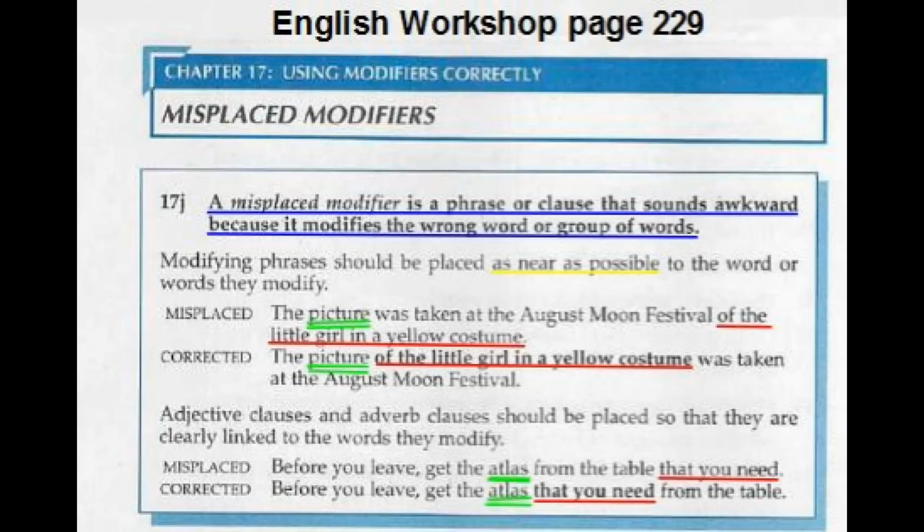In the misplaced sentence, that you need is describing the table and not the atlas. And so you can see that just by rearranging the misplaced modifier, you can make the sentence sound more correct and accurate.